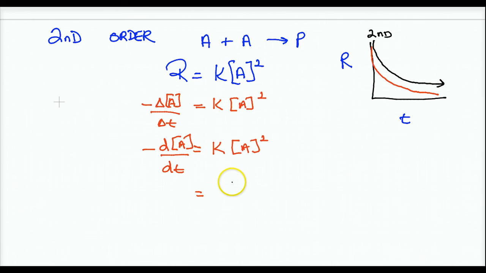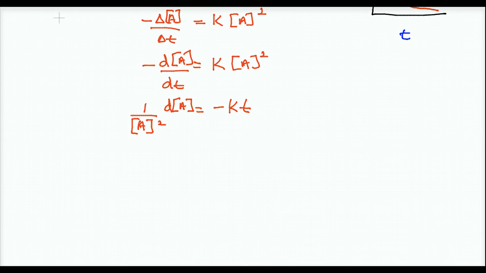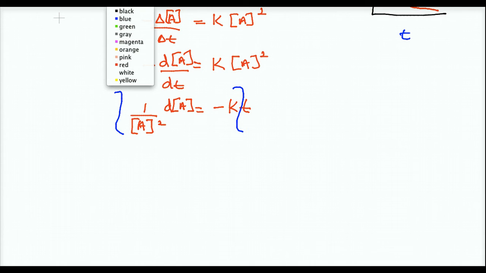What do we get? We get negative k dt, d[A], and also 1 over A squared. All right, now we're going to integrate like we've done before. And I'm sorry, that should be a dt, because I brought the dt up. Jumping my gun here.